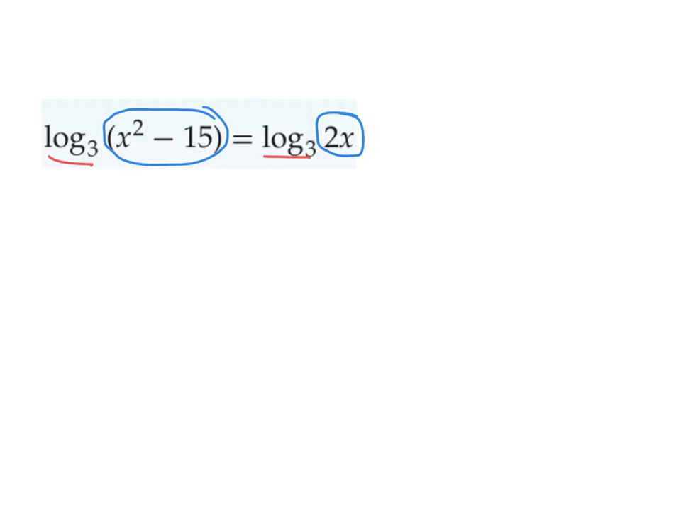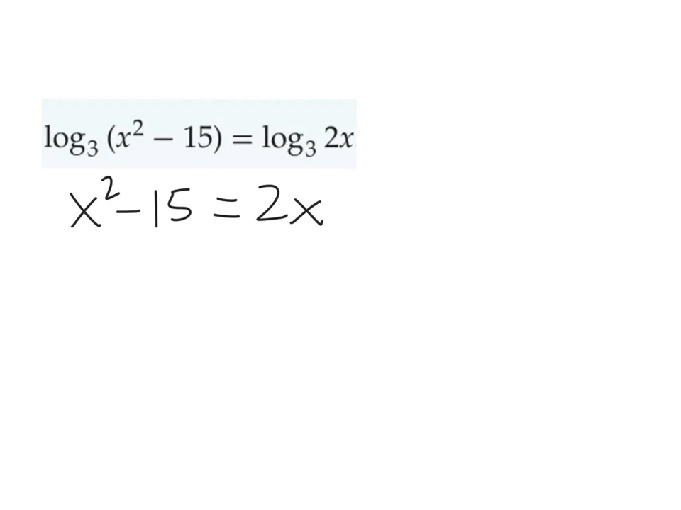So those are the two different types of problems. One log, change it to exponential form. Two logs, you're just setting them equal to each other, and then you're going to solve. So in reality, what I have here is I'm setting x squared minus 15 equal to 2x, and now I have to solve that, which we know how to do.